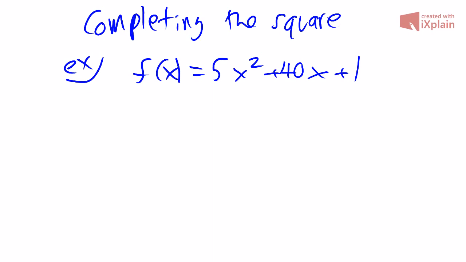So the first step is, if the leading coefficient is not a 1, like in our case it's a 5, we're going to need to factor that out. So we're going to make this 5 times (x squared plus 8x) plus 1, and we only factor out of the first two terms. Notice that we can't factor a 5 out of the last term, so we just don't bother with it. We really focus in on the first two terms.